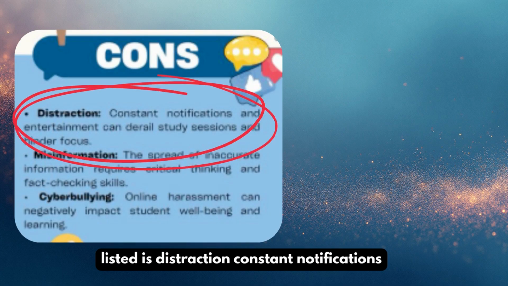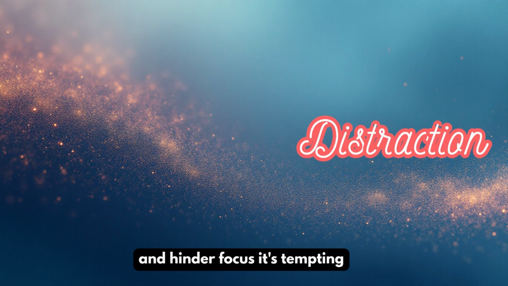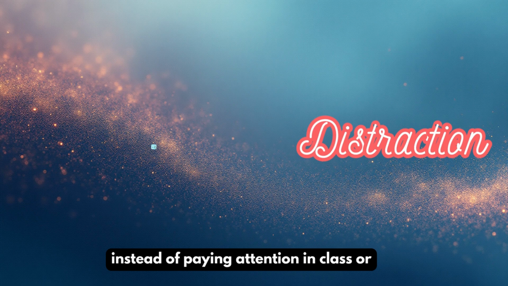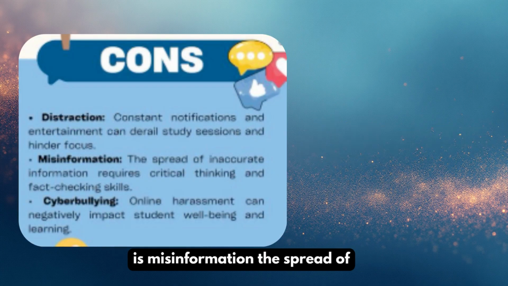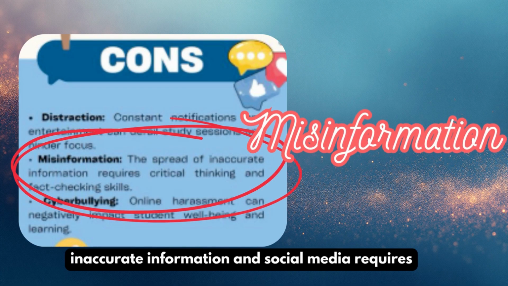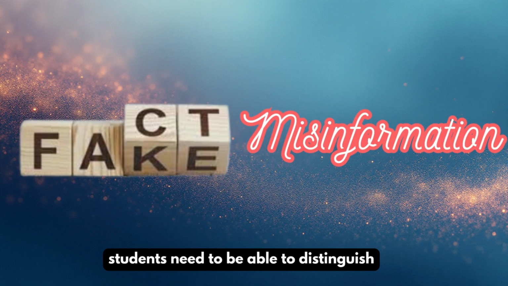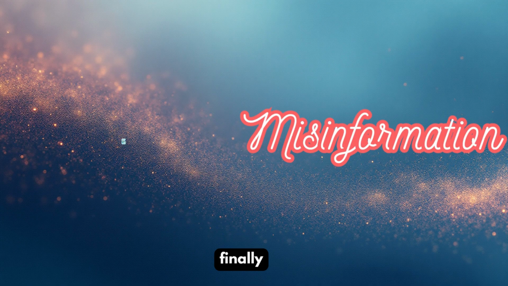The first one listed is distraction. Constant notifications and entertainment on social media can easily derail study sessions and hinder focus. It's tempting for students to check their social media feeds instead of paying attention in class or completing assignments. Another con is misinformation. The spread of inaccurate information on social media requires critical thinking and fact checking skills. Students need to be able to distinguish between credible sources and fake news.